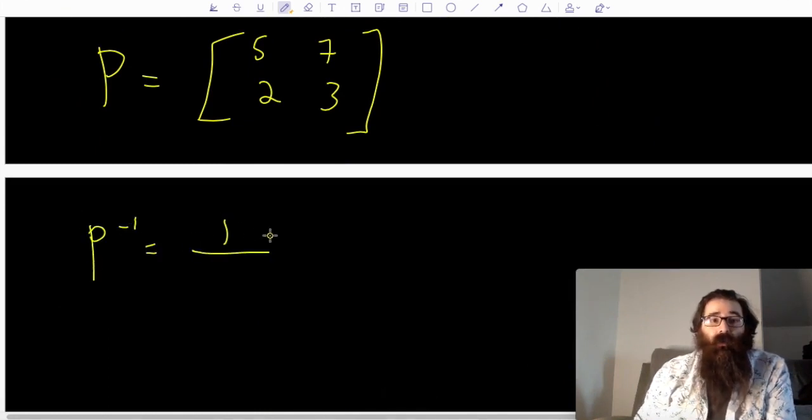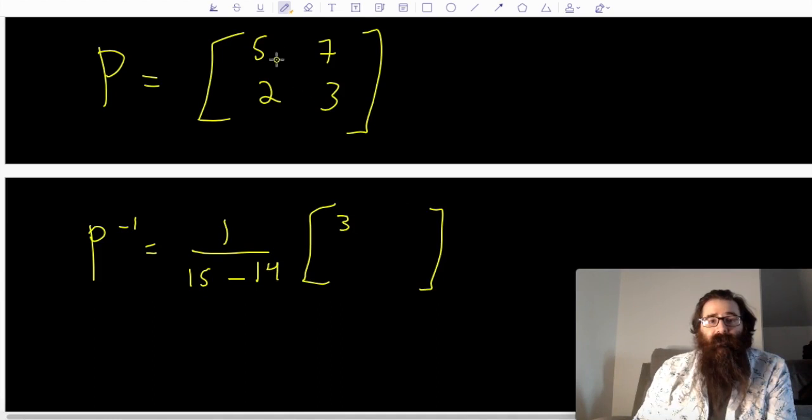So that's 1 over the determinant of P, so multiplying the main diagonal, 5 times 3 is 15, minus 7 times 2 is 14. And then since it's a 2 by 2, we know we can go to the entries on the main diagonal and swap them. So 5 and 3 switch where they are. And then off the main diagonal, we just flip the sign. So 7 stays where it is but becomes negative 7. 2 stays where it is but becomes negative 2.